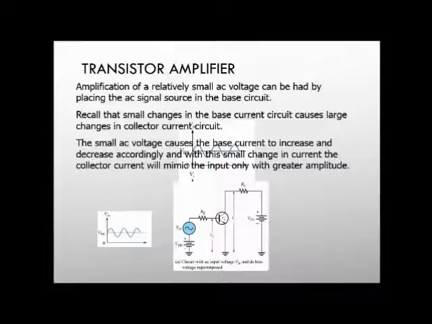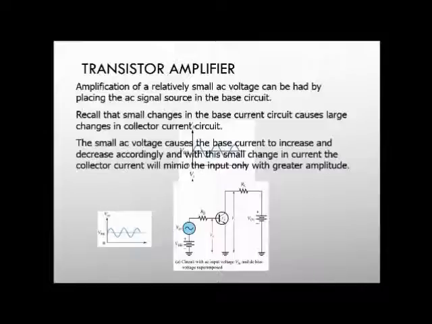Now for amplification, transistor as amplifier. I'm really sorry, this picture has become a little bit messy in this case. Amplification of this relatively small AC voltage can be had by placing an AC signal source in the base circuit. You can apply an AC source in the base circuit, and the output will be an enhanced one, that is the magnitude will increase, and hence this type of transistor acts as an amplifier.